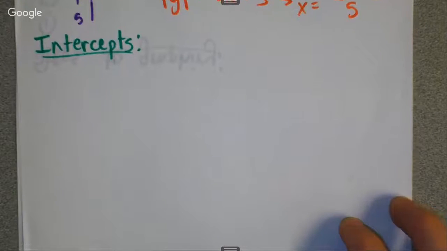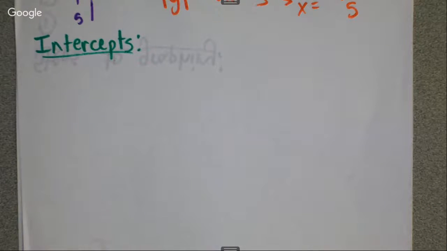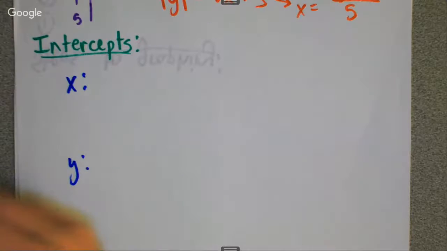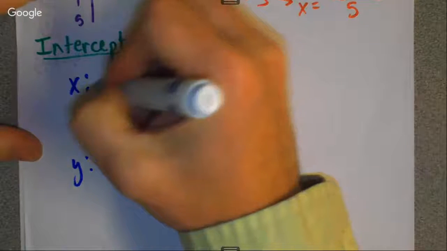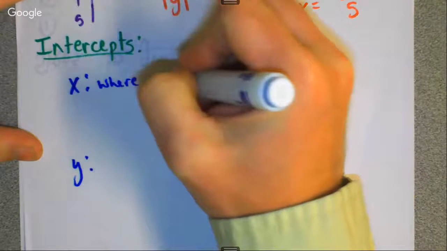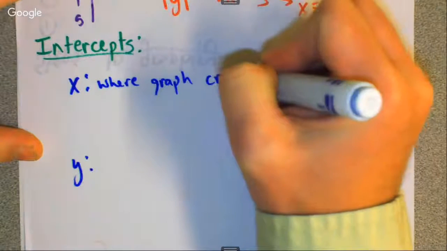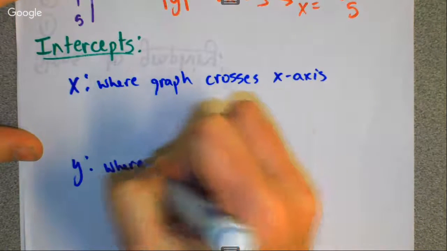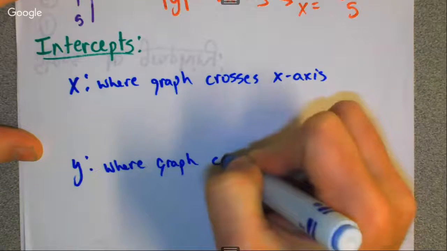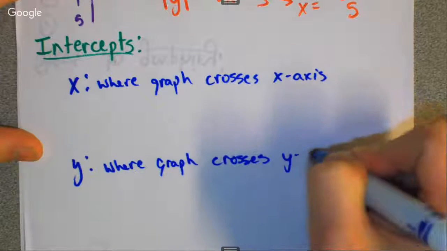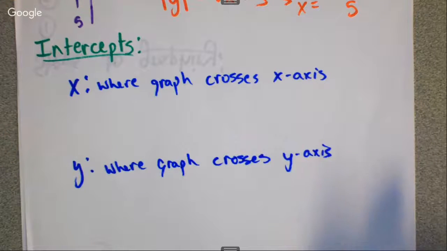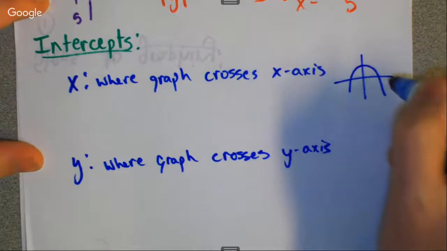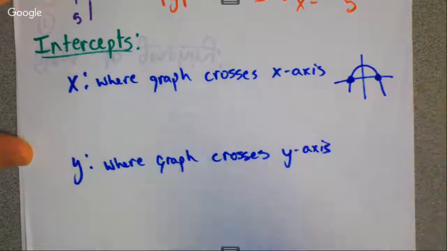Okay, so intercepts. You have x and y intercepts. These are where the graph crosses that axis. This is where the graph crosses the x-axis. This is where the graph crosses the y-axis. So that's one way you can find them, just by looking at the graph. My graph crosses the x-axis here and here, so those are the x-intercepts.